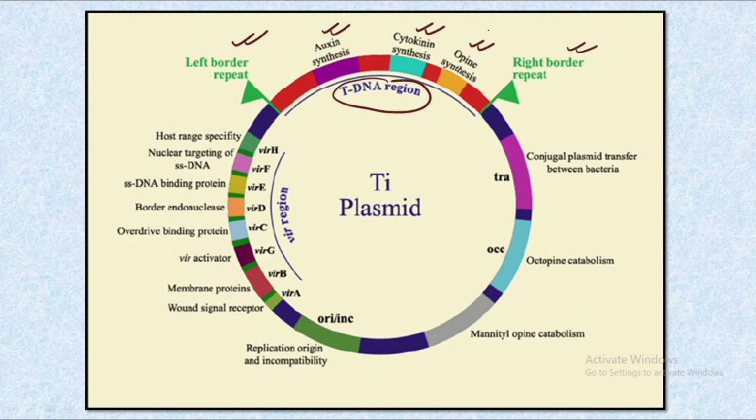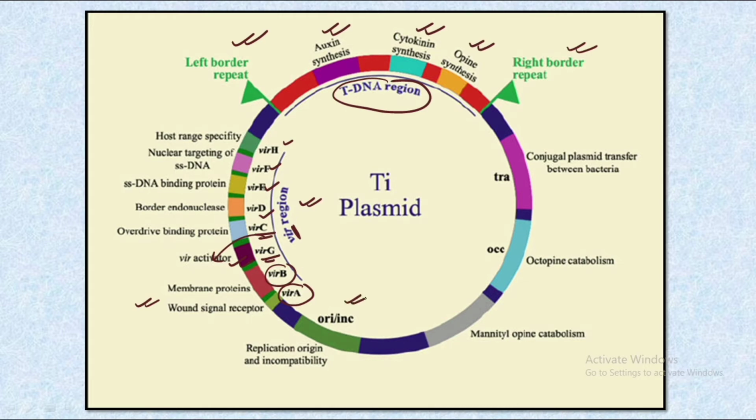Moving forward, we have the virulence region, abbreviated as the vir region, and there are various vir or virulence genes present. Each virulence gene has a specific function to perform. For example, we have VirA, which is the wound signal receptor. We have VirG, which is the vir activator. We have VirC, D, E, F and H. We will discuss each one of them in the subsequent slides.